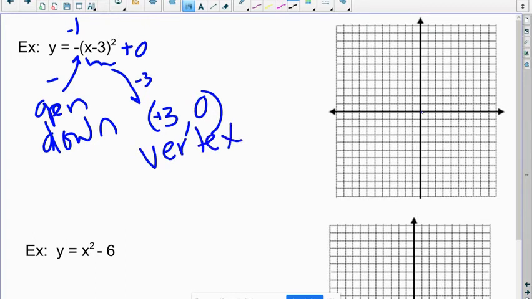So I'm going to start at the center. I'm going to count 1, 2, 3, 0. And then it's going to open down. It's going to look kind of like that. My parabola.